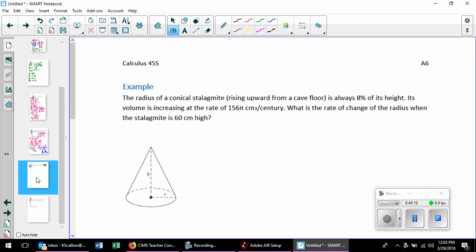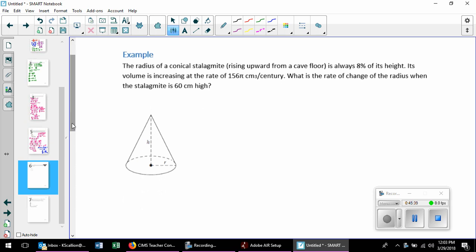Okay, it's always 8% of its height. The radius is always 8% of its height. Its volume is increasing at a rate of 156 pi centimeters cubed per century. What's the rate of change of the radius when the stalagmite is 60 centimeters high? Fun. So what are my three variables? I'll give you my first one.